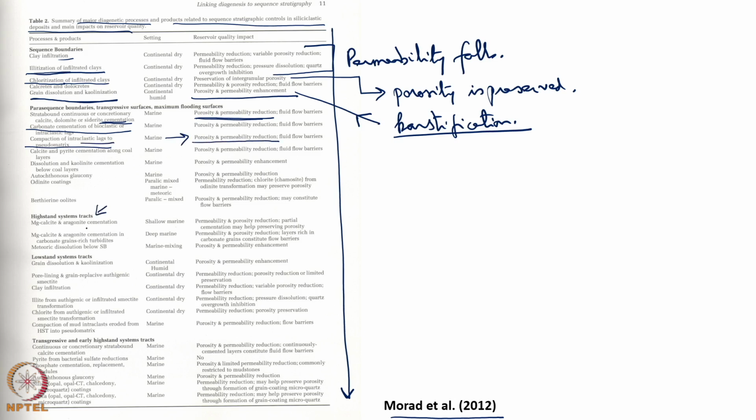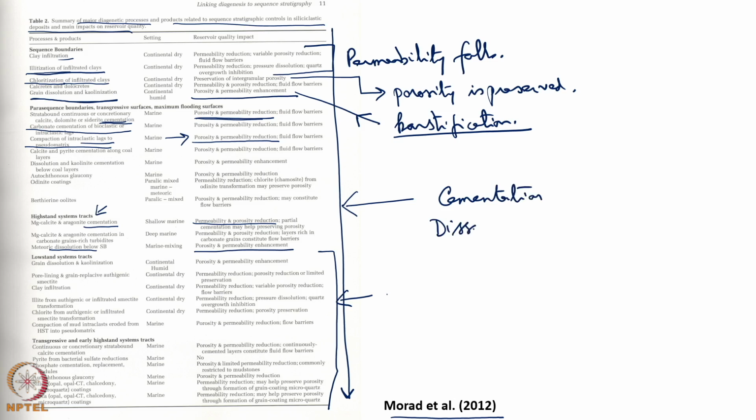In case of highstand systems tract, common sense says that whenever there is a cementation, porosity and permeability will be reduced, and in case of a dissolution there will be enhancement of porosity and permeability. In this way you can watch what are the situations when dissolution happens, what are the situations when cementation happens, or if any chemical transformation happens. In those cases accordingly you can understand where the porosity will increase, decrease or remain the same. The three processes that have been described in this table are cementation, dissolution and clay mineral formation.